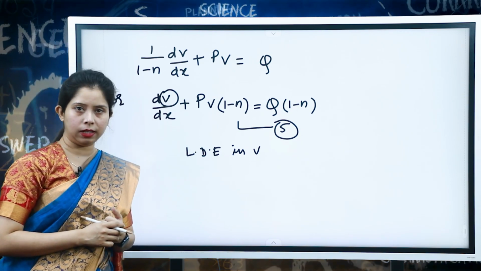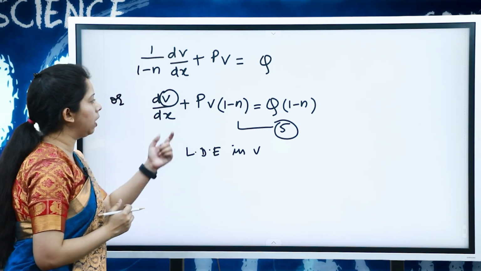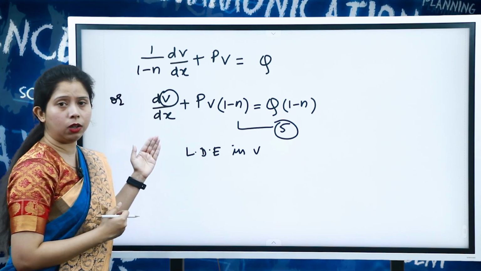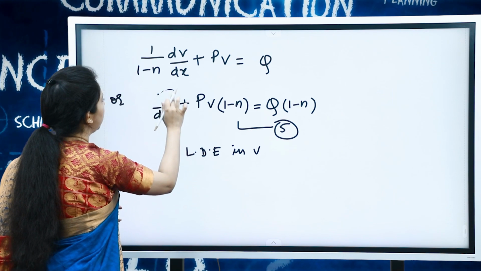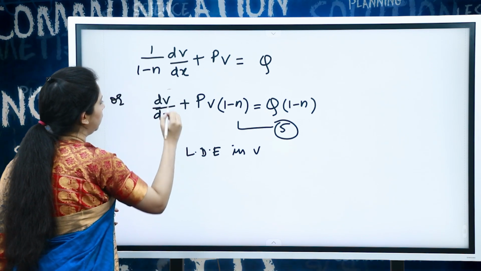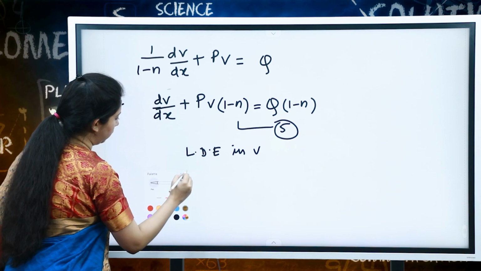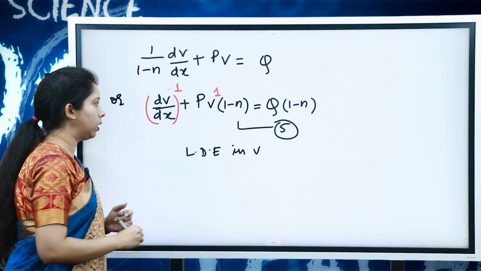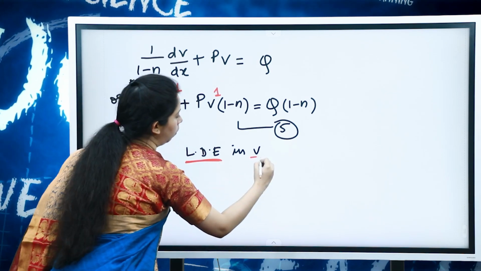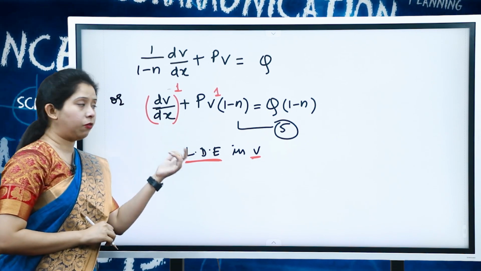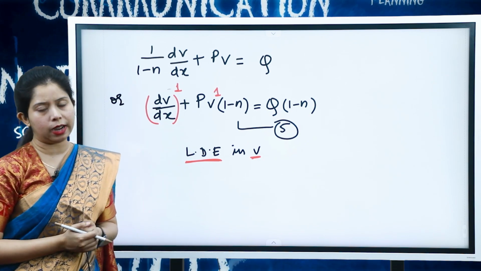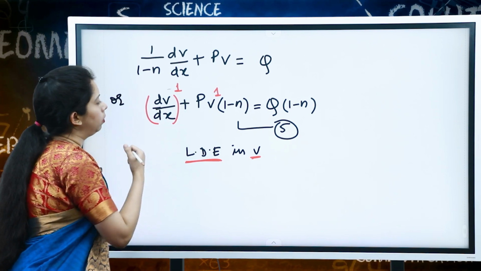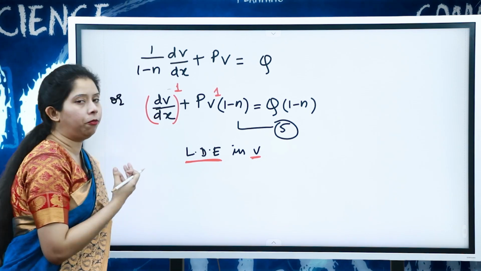Why is this called a linear differential equation? Because here the dependent variable and its derivatives are appearing in order 1, as well as the degree of these derivatives is also 1. Here you can see that the dependent variable is v, and the degree of v as well as the power of this derivative is also 1. So, this is a linear differential equation in v. From here on we can solve it by the usual method, that is we can find the integrating factor and then find the general solution of the differential equation in the form of v and x.